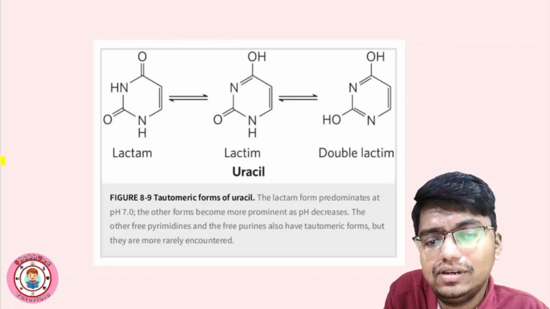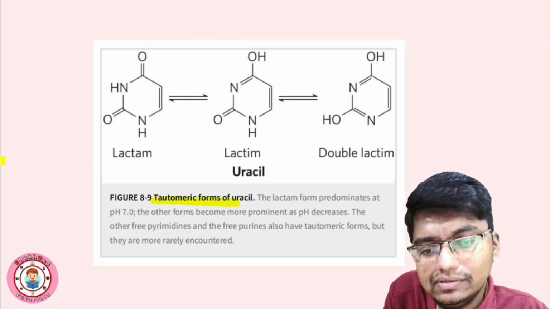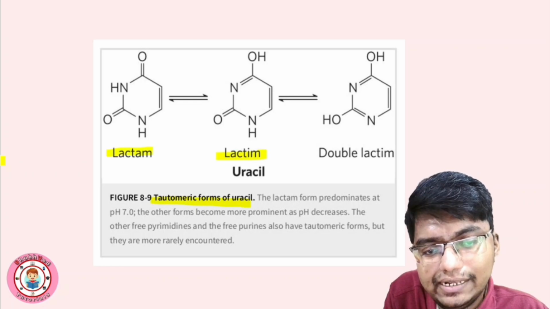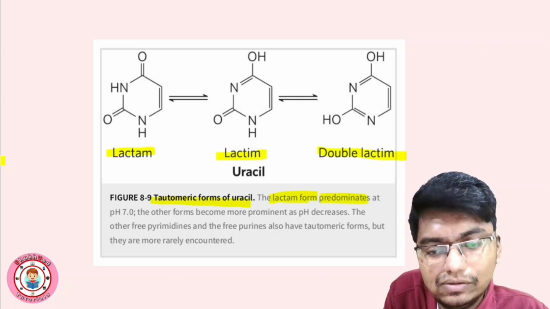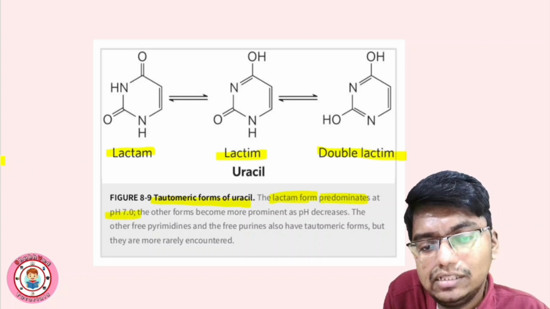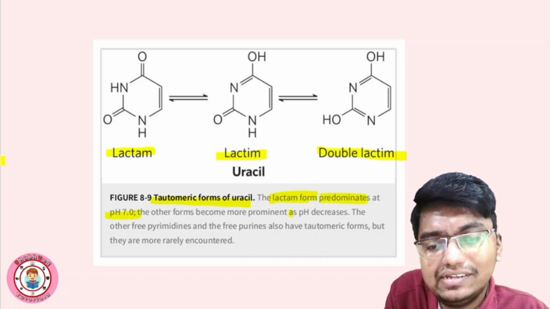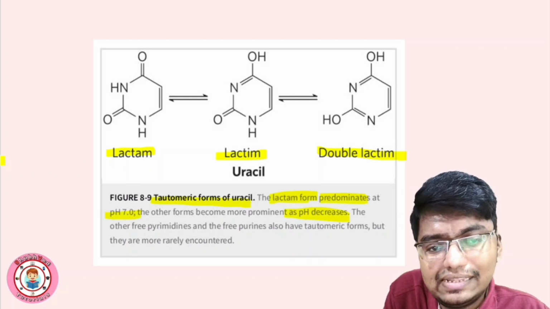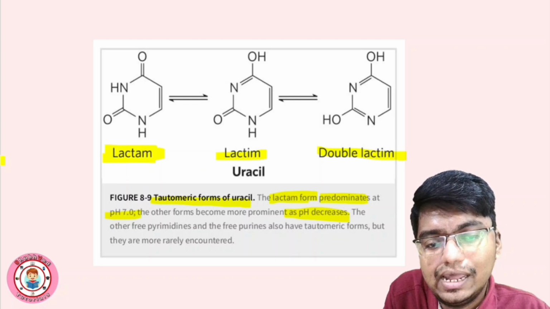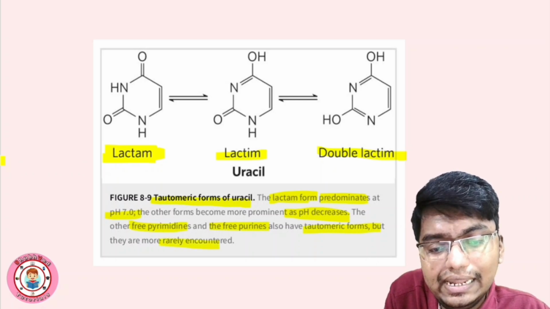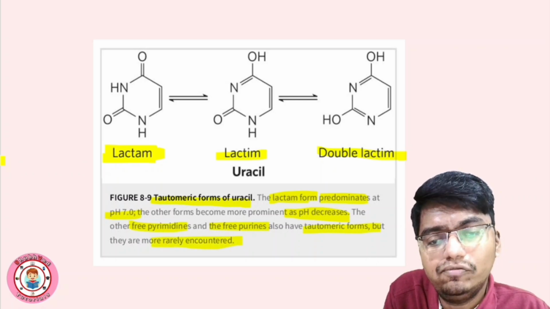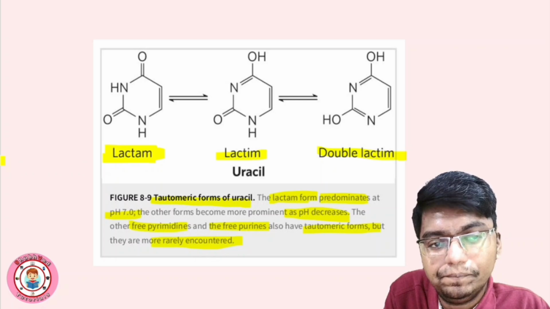Just a small information, uracil tautomeric forms: lactim, lactam, double lactim. The lactam form predominates, okay, at pH 7. Other forms become more dominant as pH decreases, right? At pH 7 the lactam form predominates. Okay, other free pyrimidines and free purines also have tautomeric forms, but they are more rarely encountered. So lactam form of uracil is more predominating.